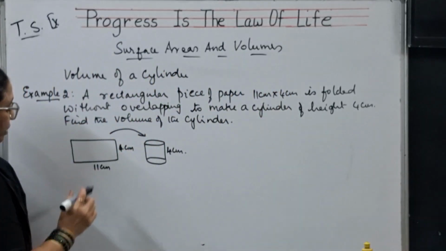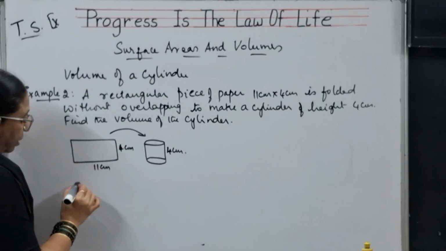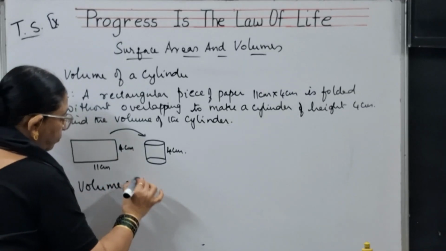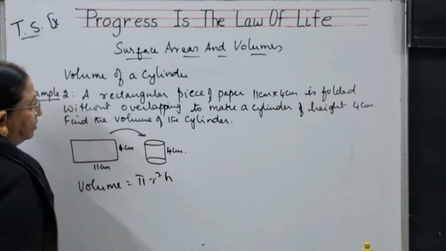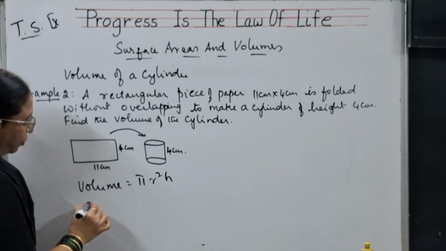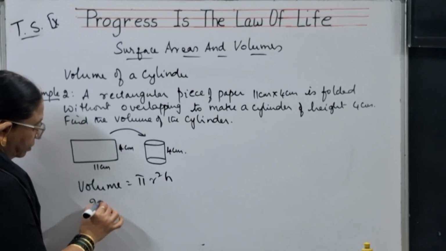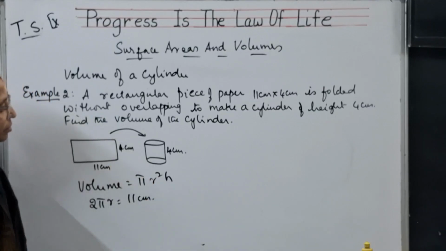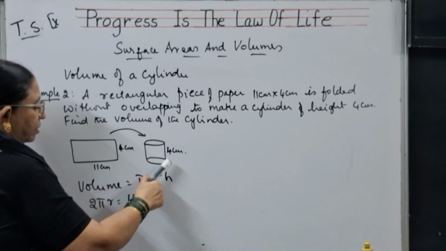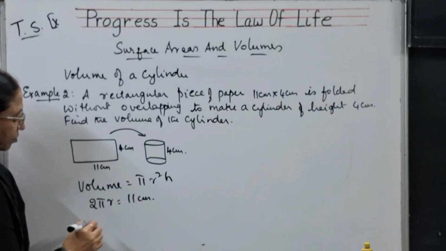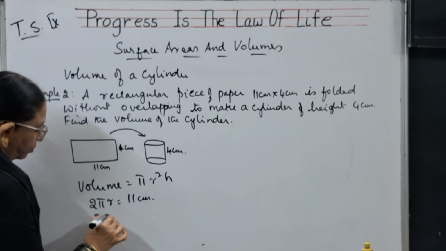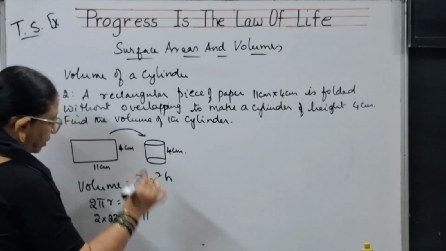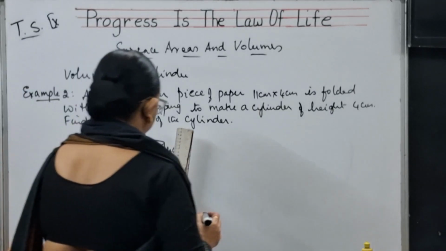So what is given? If you take volume, you will find it by using the formula pi r square h. H is there, r is not there. So we have to take the circumference of a circle formula. 2 pi r is equal to 11 centimeters. This becomes the circumference. So 2 pi r is equal to 11 centimeters. That means 2 into 22 by 7 into r is equal to 11. So let us continue this.